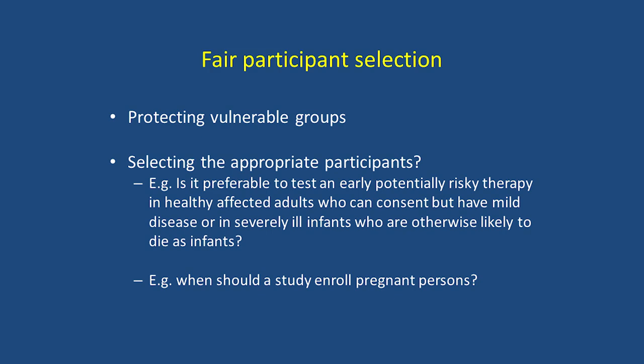There are also interesting challenges in terms of trade-offs. The second bullet here is an example. When is it preferable to test an early, potentially risky therapy, early meaning early in the clinical trial process, in affected adults who can consent but have milder disease because they've lived that long, or test the same early, potentially risky therapy in severely ill infants who are otherwise likely to die as infants, and therefore, if they do benefit, could benefit a lot from the intervention? That's a challenge that comes up, and others like that.